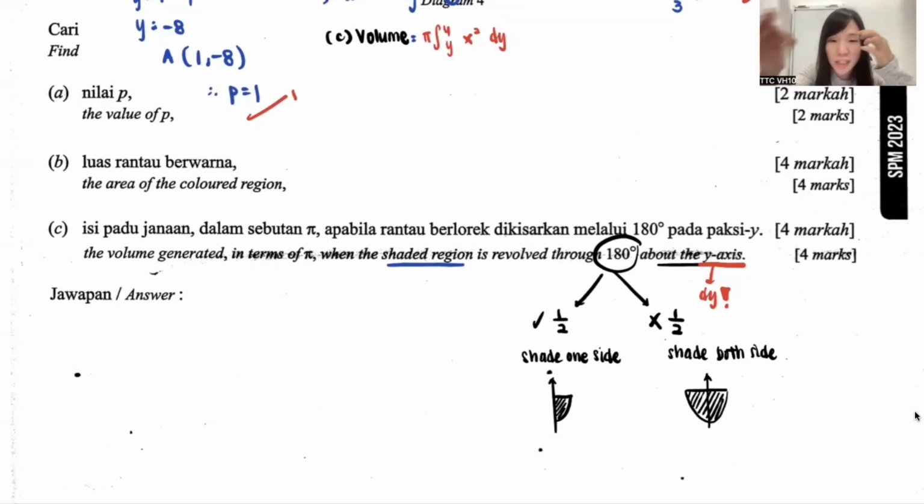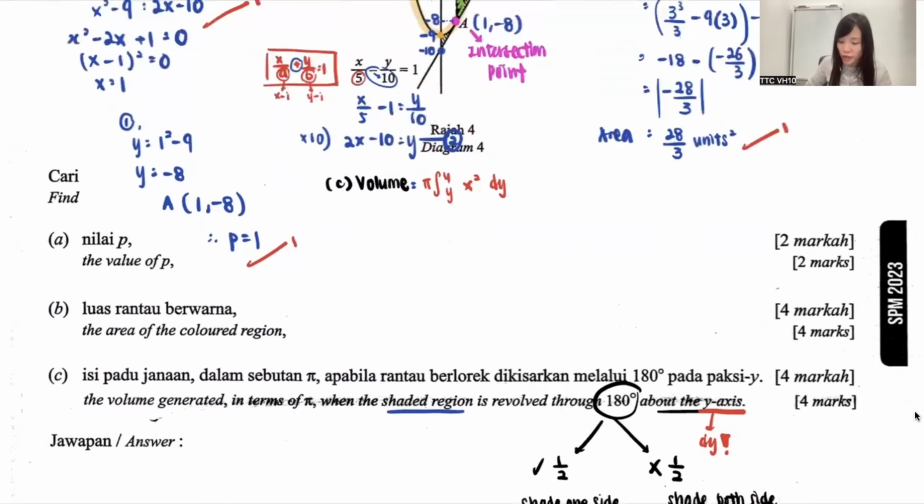So, to understand, just memorize. Whenever 180 degree, you base on where they shade. They shade one side or two sides. So if they shade one side, they turn half, legit it is half. But if they sketch two sides, they turn half, fake one. They actually turn 360 already, my dear. In total, they turn 360. Okay. So now look at the question.